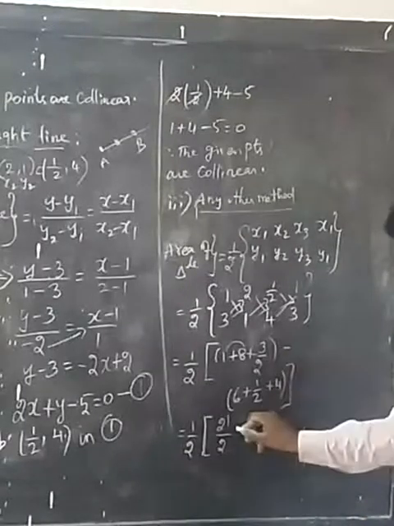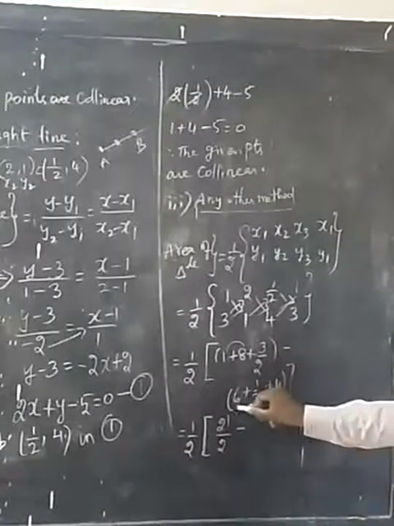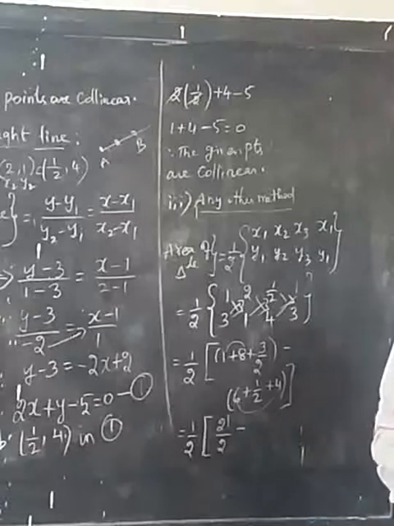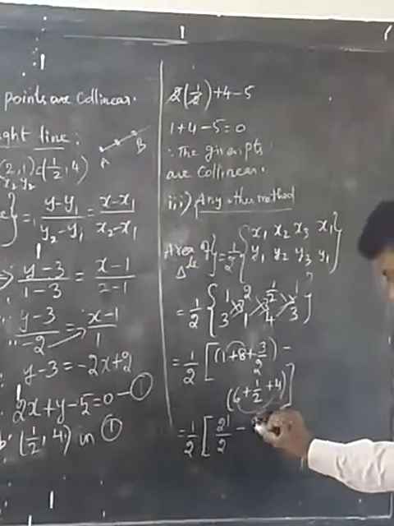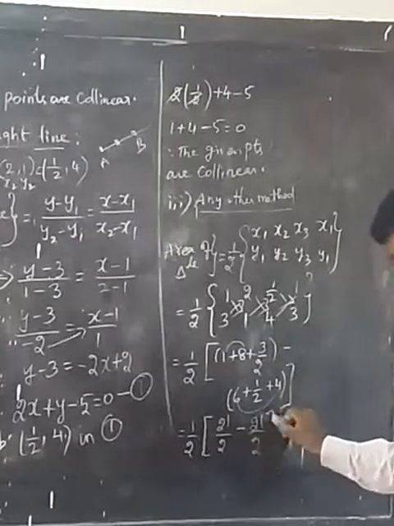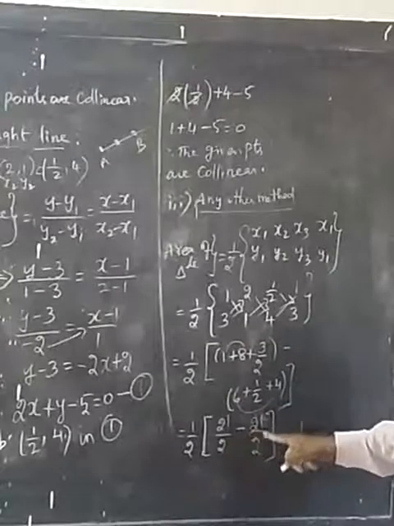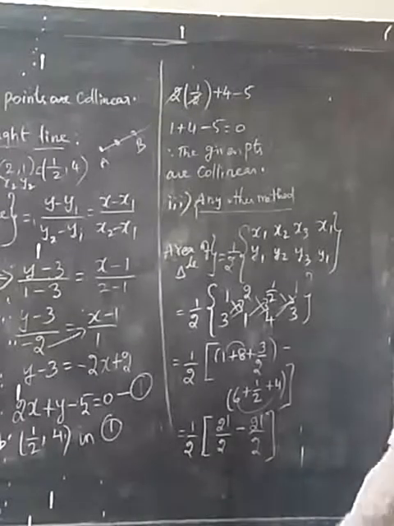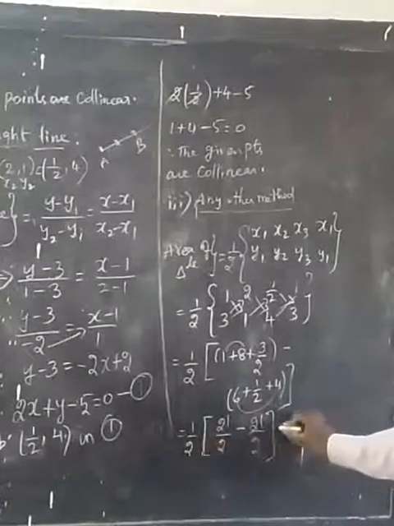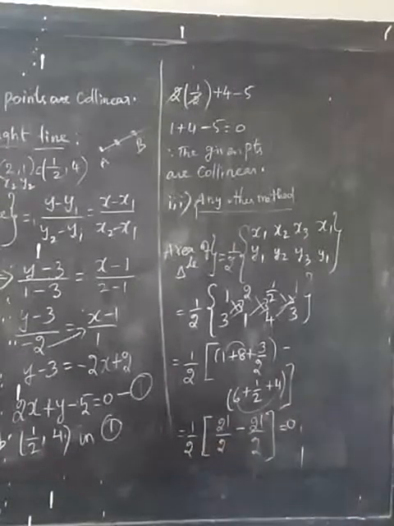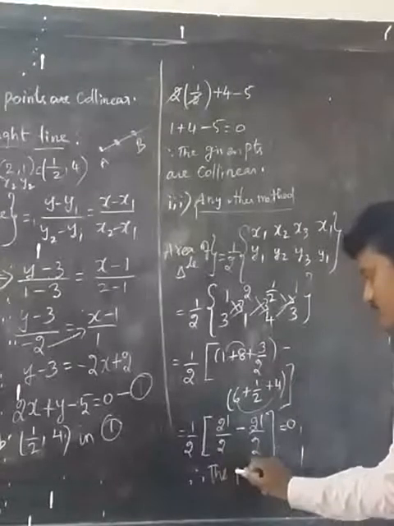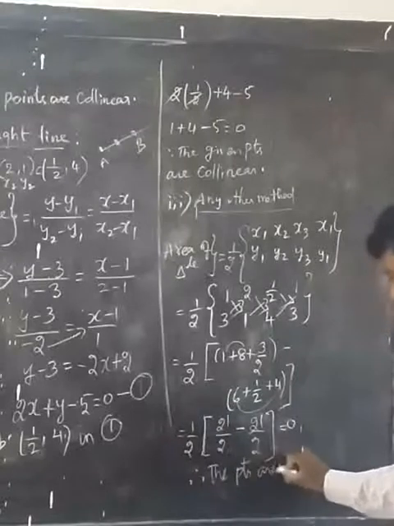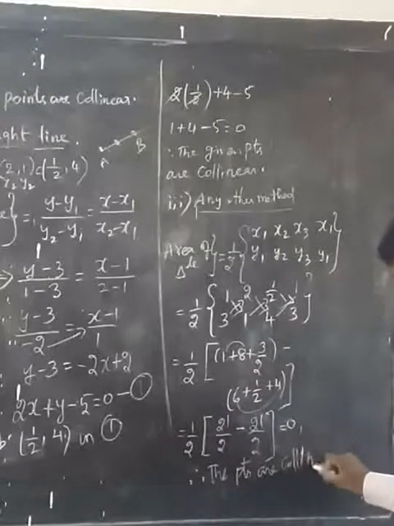In between, the minus symbol is there. What is 6 plus 4? 10. 2 into 10, 20. 20 plus 1, 21 by 2. So 21 by 2 minus 21 by 2. What will be the answer? 0. 0 into 1 by 2, that is also equal to 0. Therefore, the points are collinear.